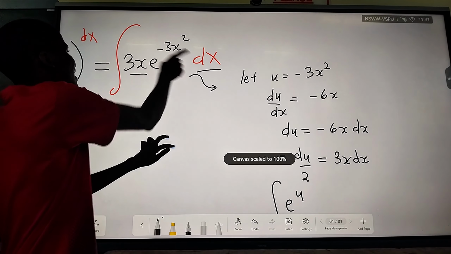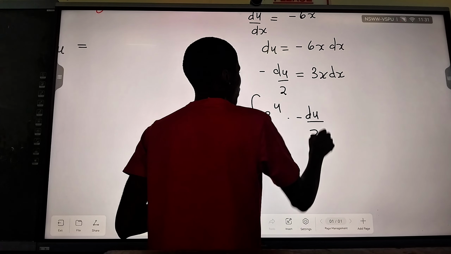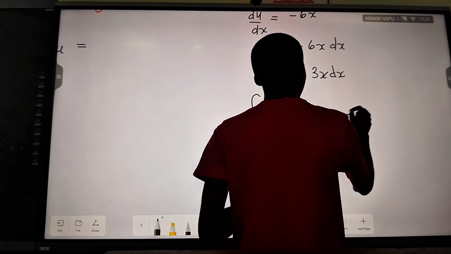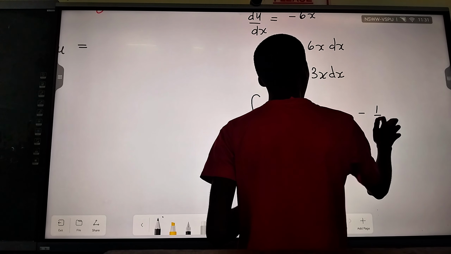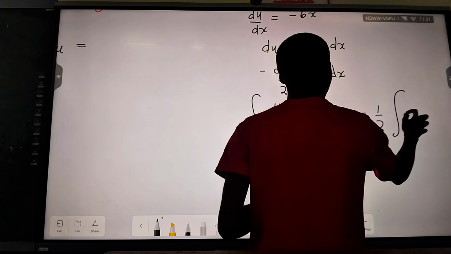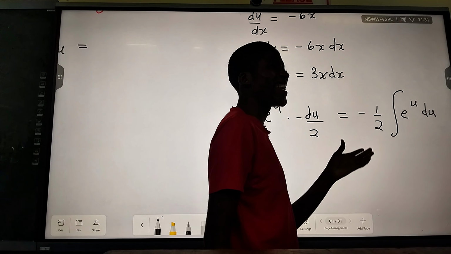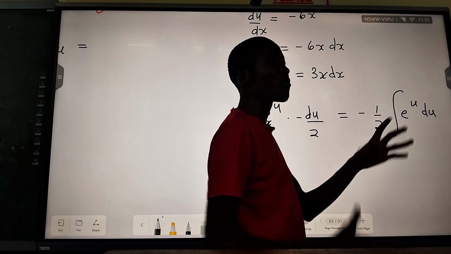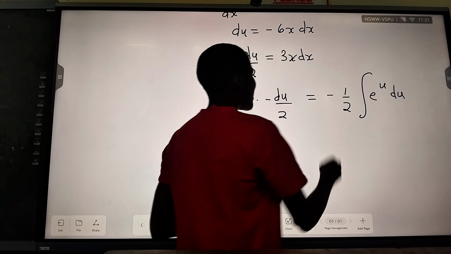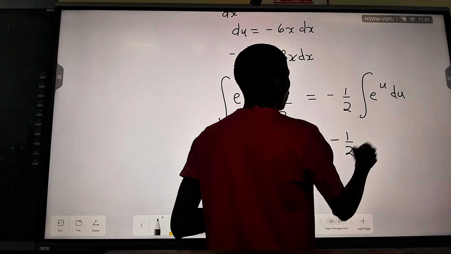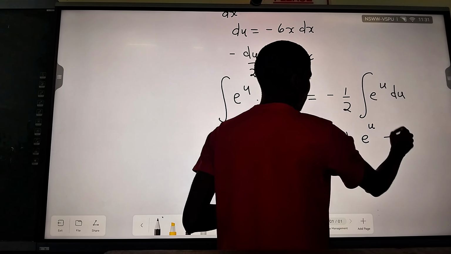La no 3x dx ngizofaka minus du over 2. If you solve this integral, this is going to give you negative 1 over 2 into the integral of e to the power u du. So it's solved nje eceleni. Please try to solve it eceleni because izoba inde. And then if you solve this integral, this is negative 1 over 2 e to the power u plus c.